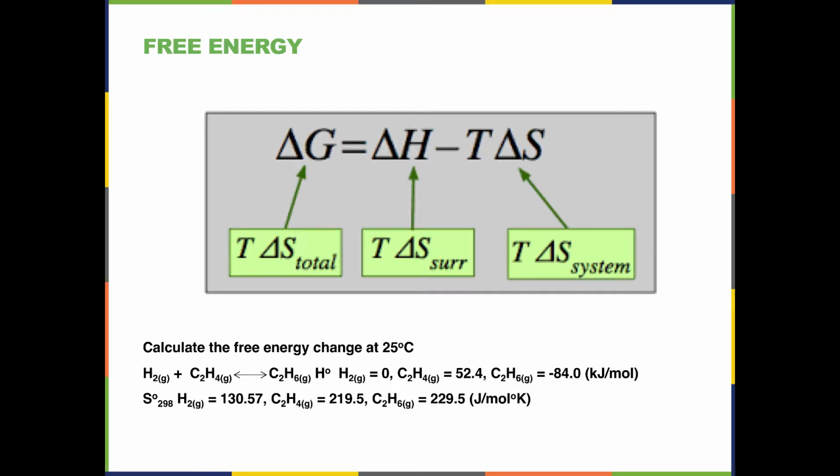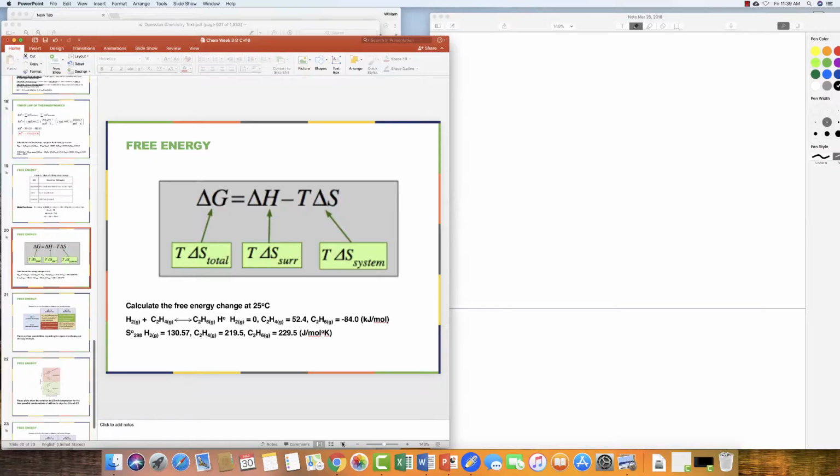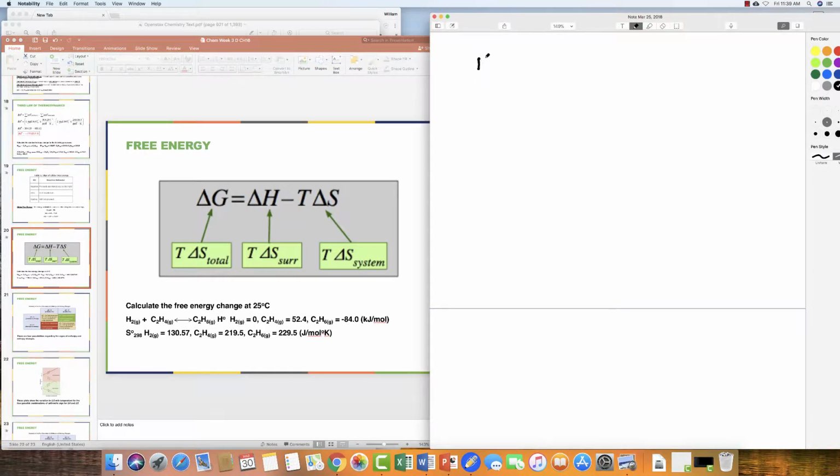Or let's first calculate the free energy change at 25 degrees centigrade. So how would we do that? First of all, we have to write down the equation we have here, and we've got hydrogen gas plus ethene. So this is the same reaction we calculated before, so that'll save us a little time. And that goes to form ethane gas. And what I've shown you here is the standard enthalpy for each of these, and then the standard entropy.